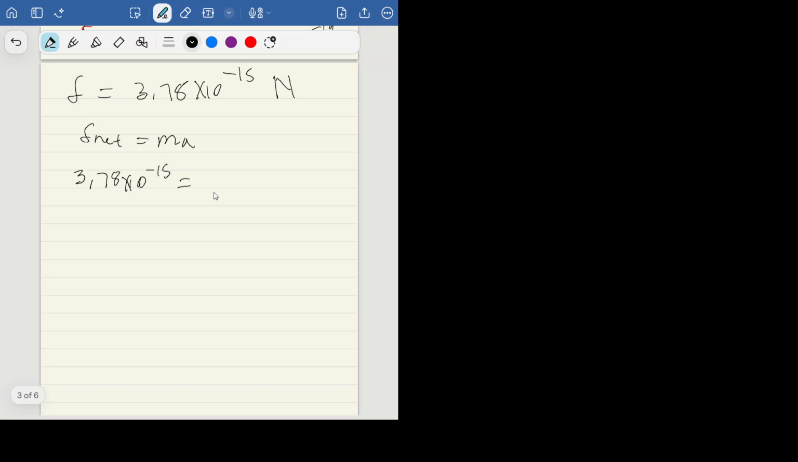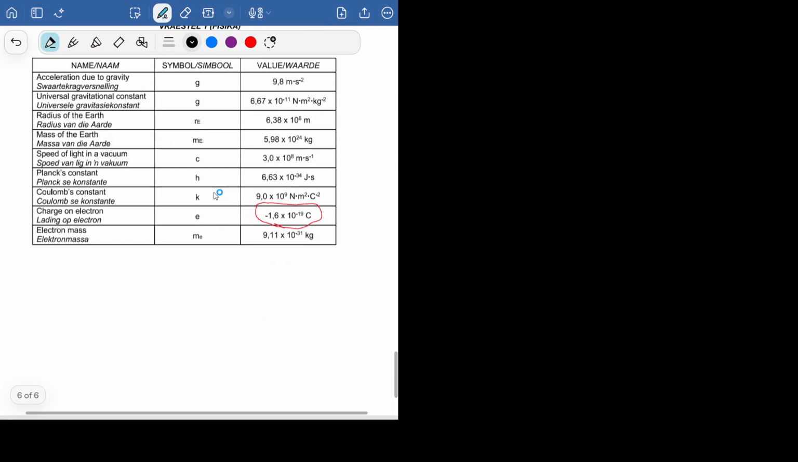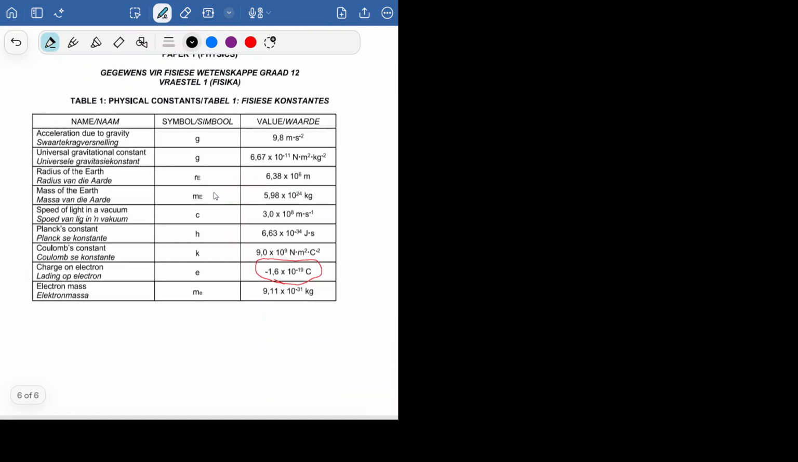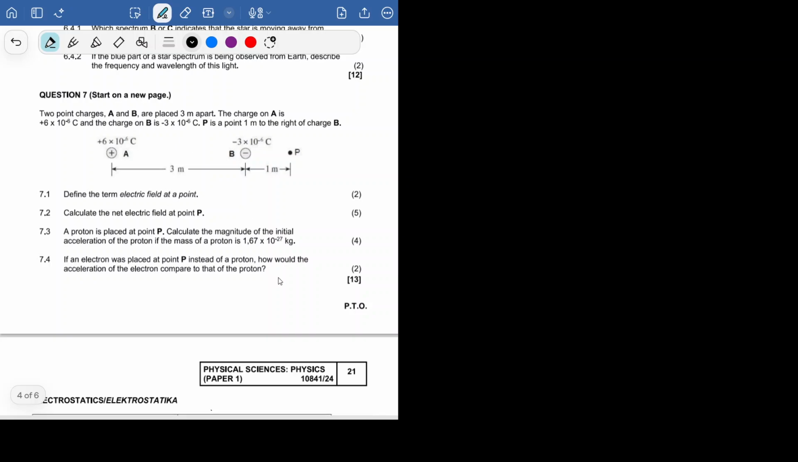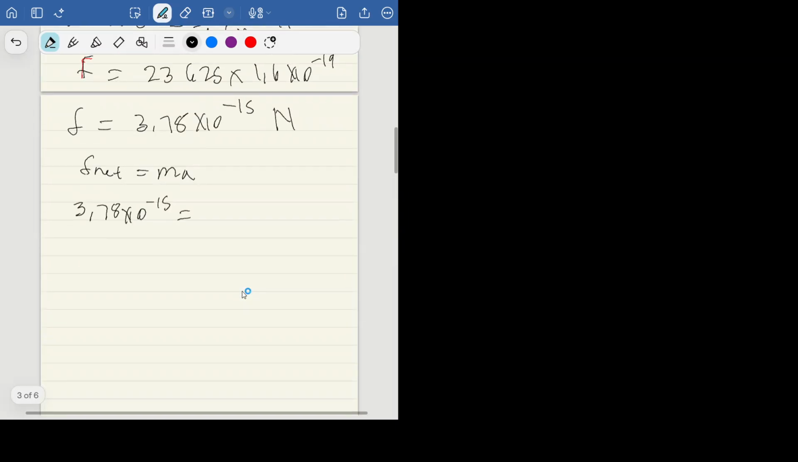mass. So the mass of the particle, let's go to the mass and see. Oh, they gave us the mass in the question. I'm sorry. This is the mass they gave us: 1.67 times 10 to the power of minus 27. So we substitute the mass as 1.67 times 10 to the power of minus 27 multiplied by a.